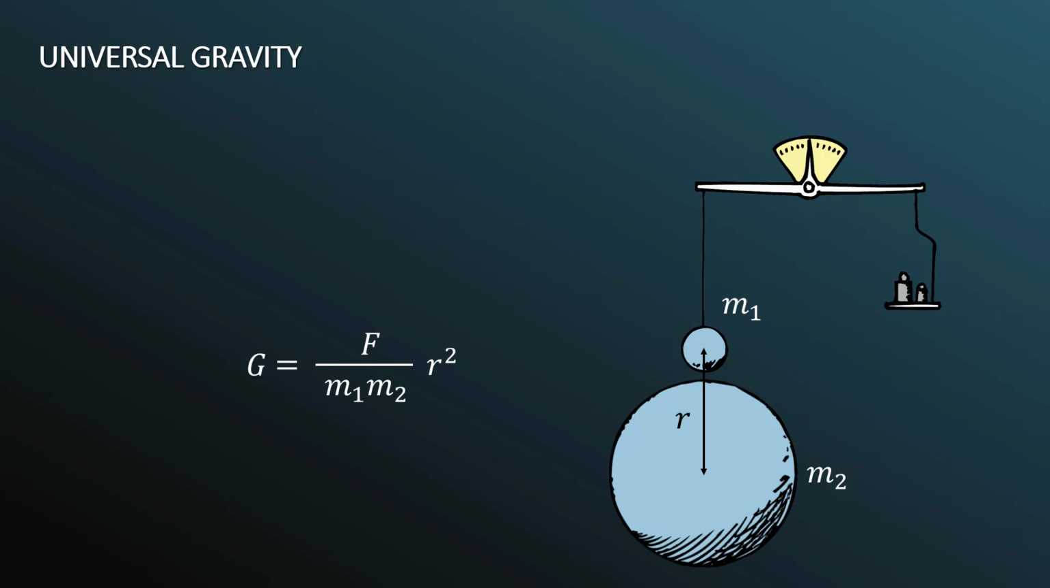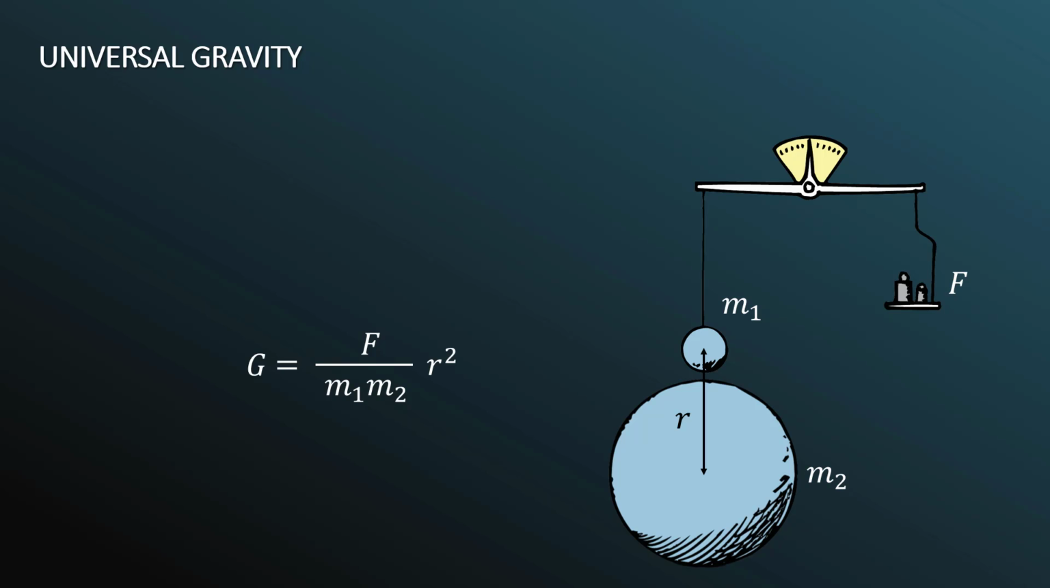So what do you have to do? You have to add more weight on the right-hand side, and this additional weight, just the weight that's added to rebalance the scale, is considered to be F, the F in our equation. Now we have everything we need to know. We have F, we have m1, m2, and r.